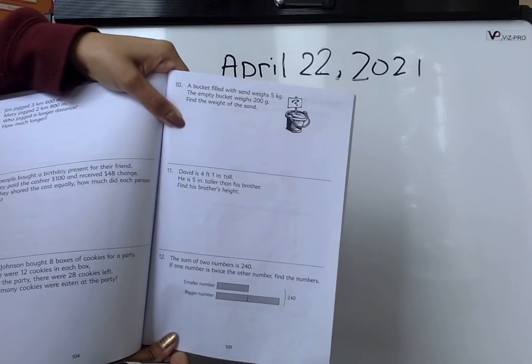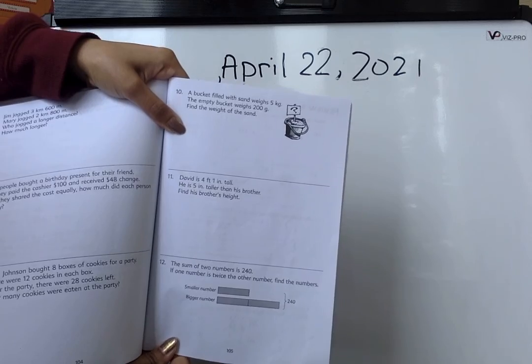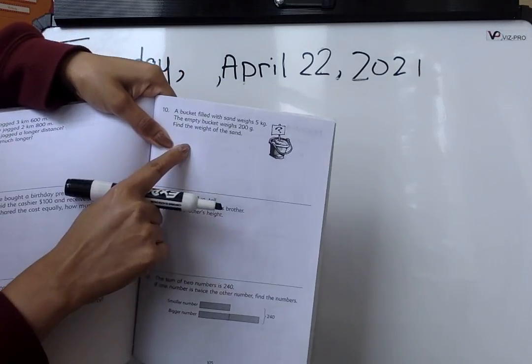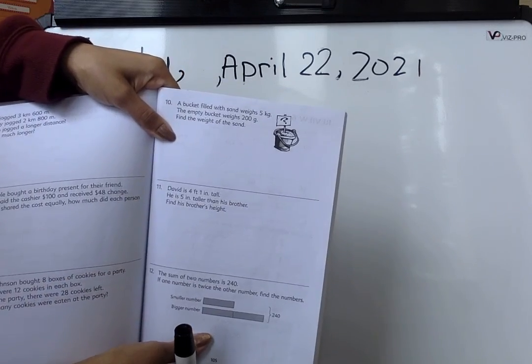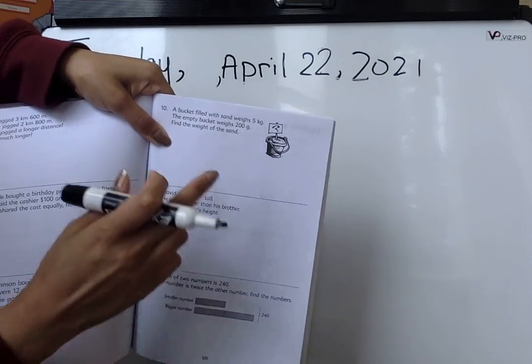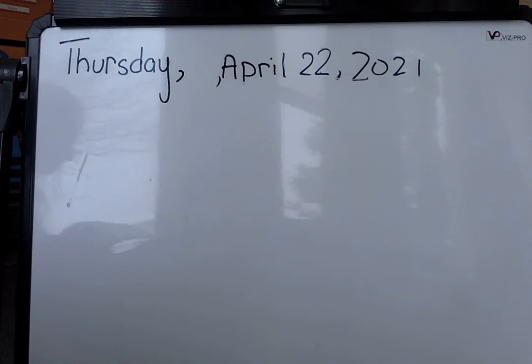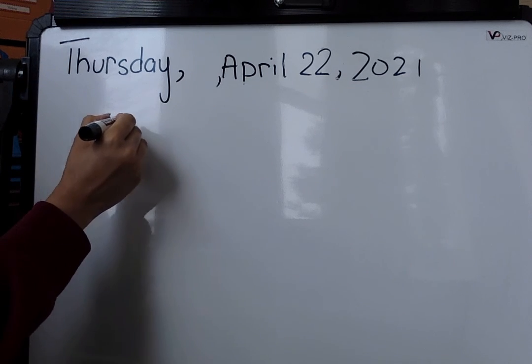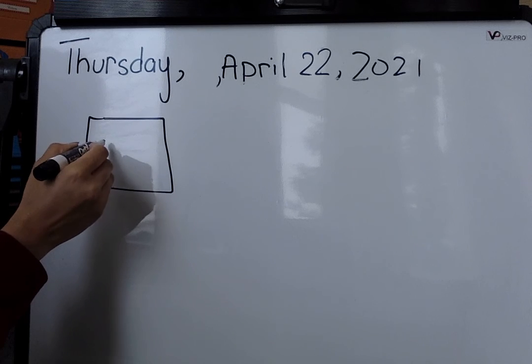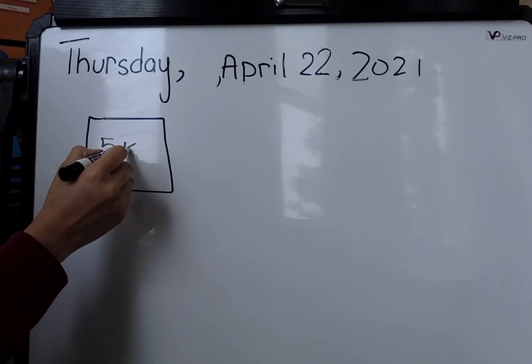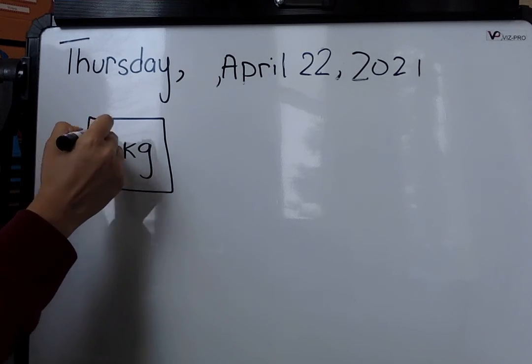Question 10 says a bucket filled with sand weighs 5 kg. The empty bucket weighs 200 kg. Find the weight of the sand. Okay, so what do we need to do? We know it's going to be something about subtraction, because there is the bucket and it's filled with sand and it weighs 5 kg, right? There's sand in it.